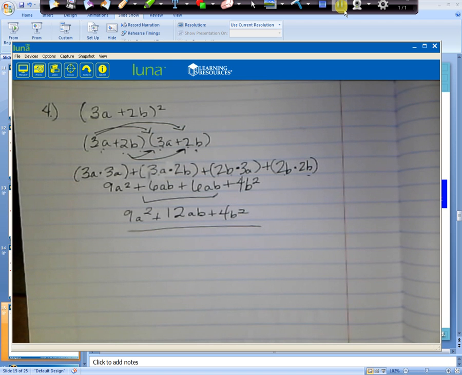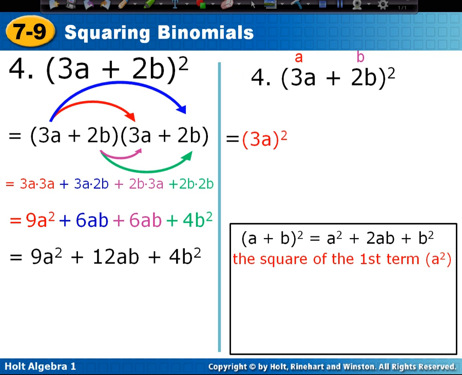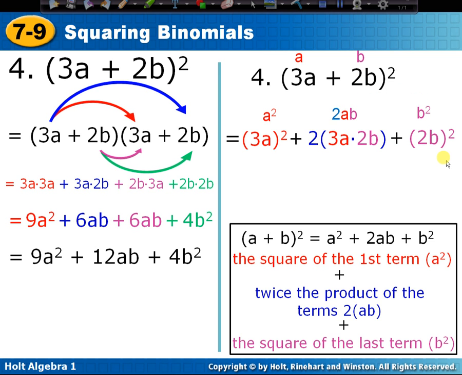And now we're going to look at the other method. All right, so again, we're going to look at the other method for this problem, and we're going to take the first term and we're going to square it. So we're going to say 3a squared plus 2 times the first and last term, so 2 times 3a times 2b, and then plus the last term squared, so we're going to square the 2b.